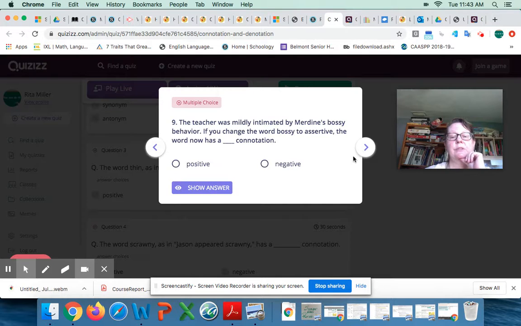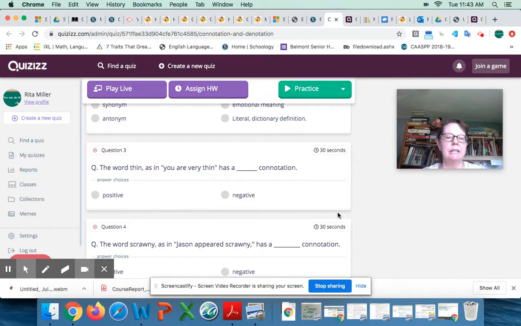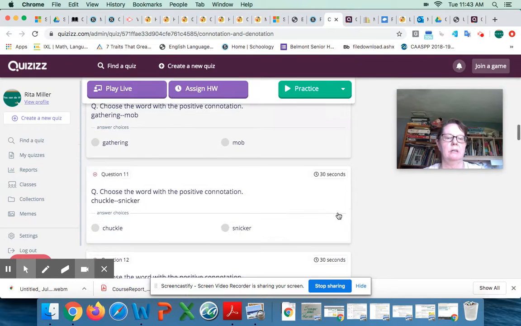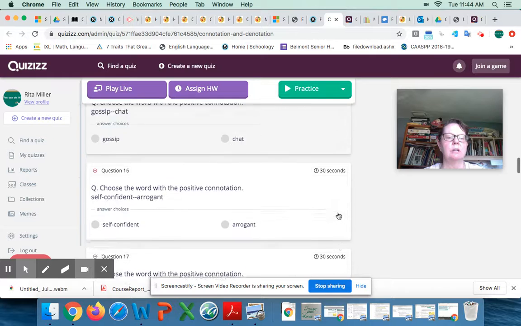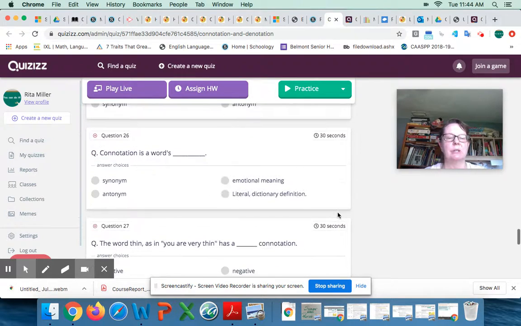So I'm going to hide the answer for the next one. Choose the word with the most positive connotation. Gathering or mob? Positive would be gathering, right? Okay. So we did 10 of those. There are 30, I believe. So what I want you to do on your own is to continue with the next, that didn't take very long, next 30, next 20.